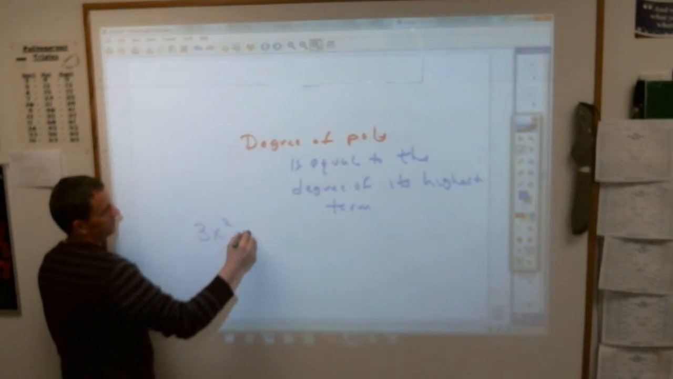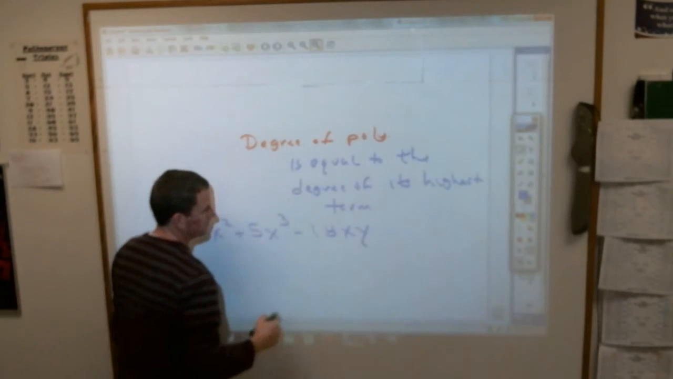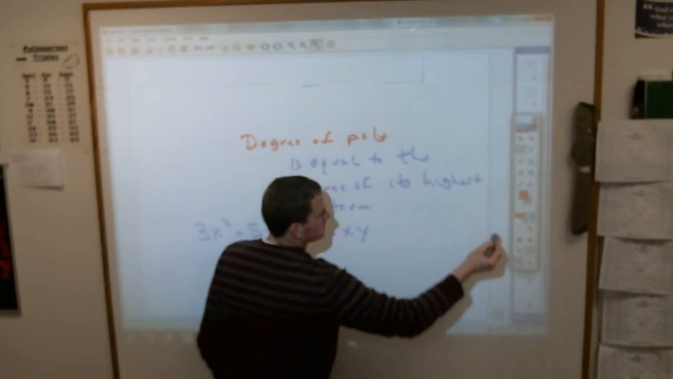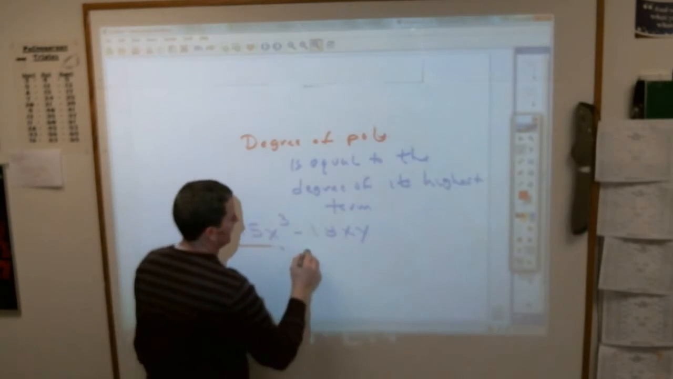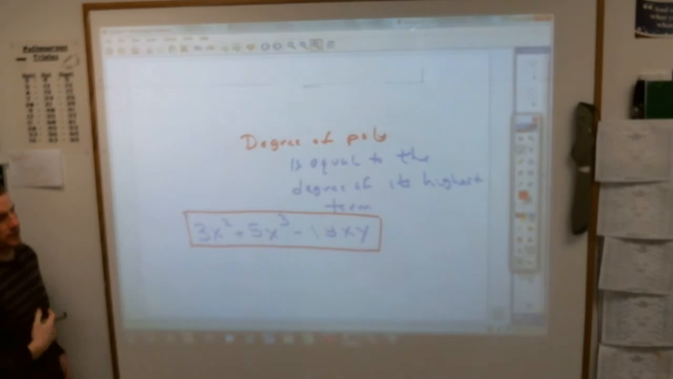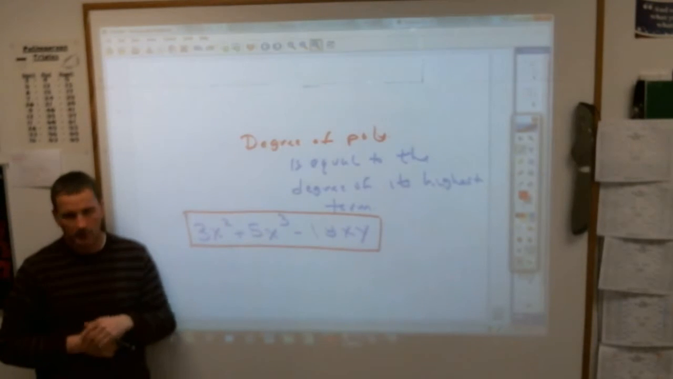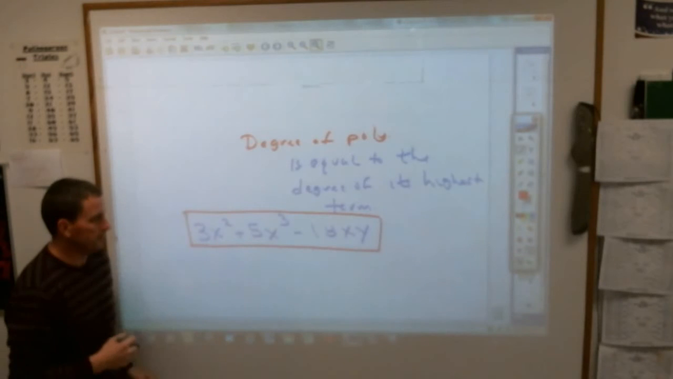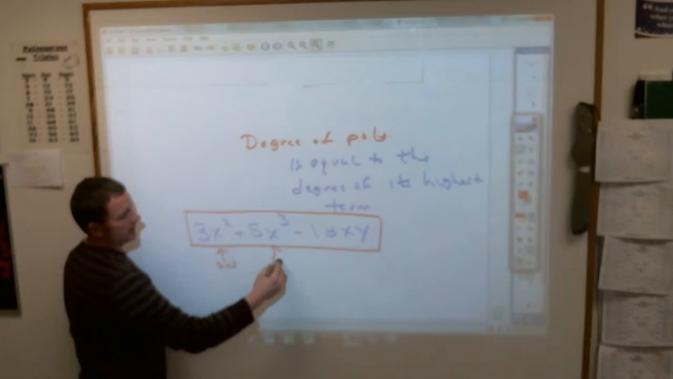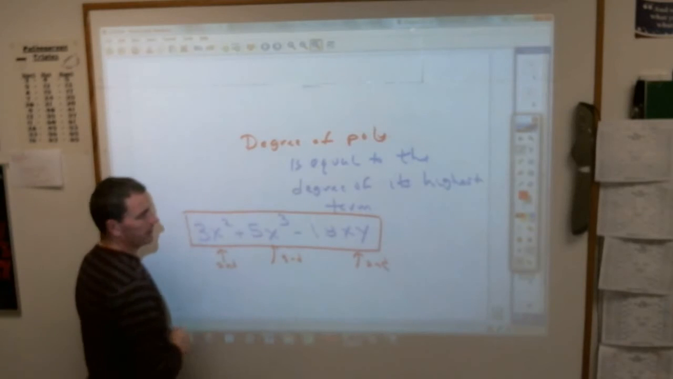3x squared plus 5x cubed minus 18xy. What is the degree of this trinomial? Here's how you figure it out. You look at each term and look at its degree. This is a second degree term. This is a third degree term. And this is a second degree term, correct?